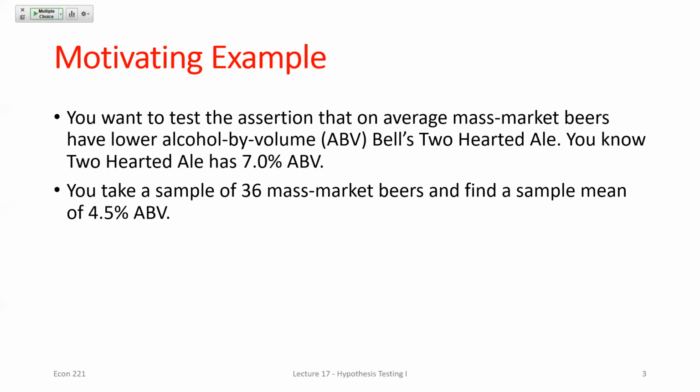When I'm hypothesis testing, I stack the deck against myself. If I want to test whether that ABV is less than 7%, I assume the opposite is true: that it's greater than or equal to 7%. Whatever I'm trying to test for ends up being my alternative hypothesis. I stack the deck against myself with my assumption and assume the opposite is true.